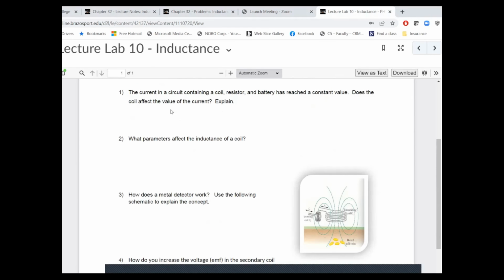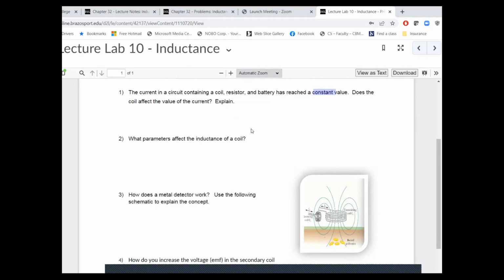Question number 1: we have a current in a circuit containing a coil, so that's an inductor, a resistor, and a battery. The current reaches its constant value. Does the coil affect the value of the current? The answer to that question is absolutely not. If the current reaches its constant value, if the current is not building up or decaying, if there's no change in current, then the inductor is going to have no effect on the current.